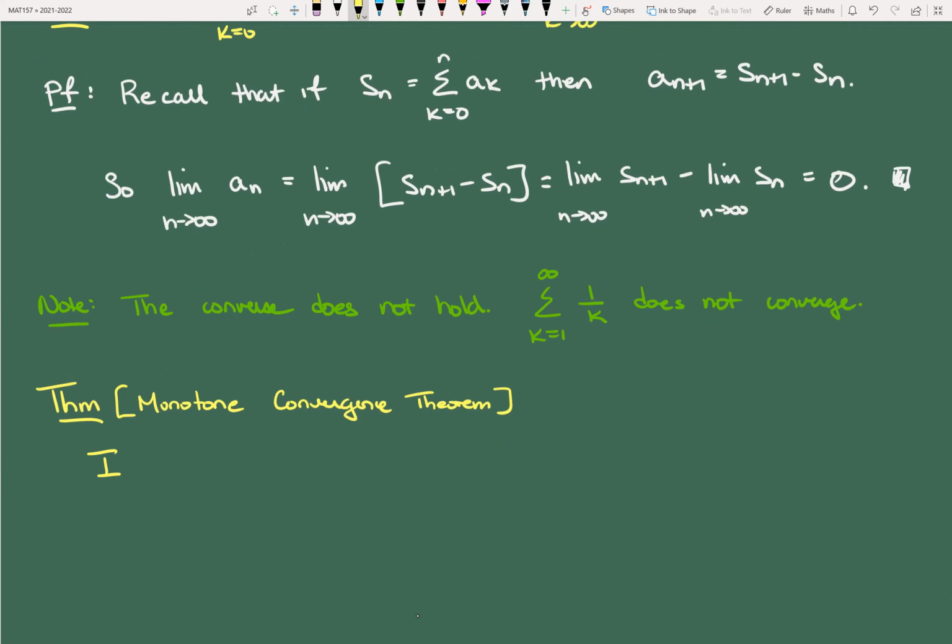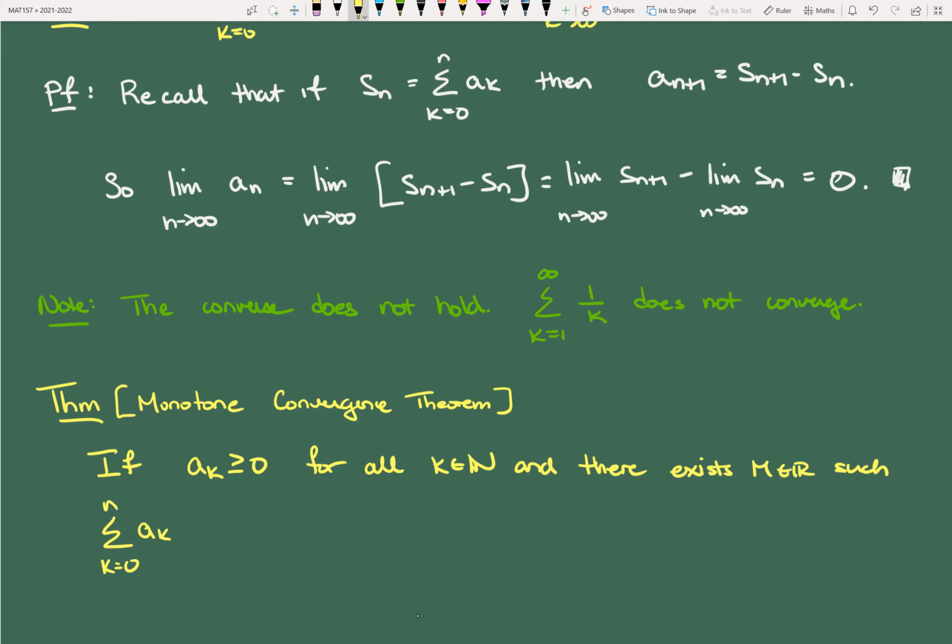So it says if a_k is greater than or equal to 0 for all k, and there exists an M in R such that it could be M greater than 0, it doesn't matter, such that the sum, i.e. the partial sums, for any n, then the series converges. Okay.